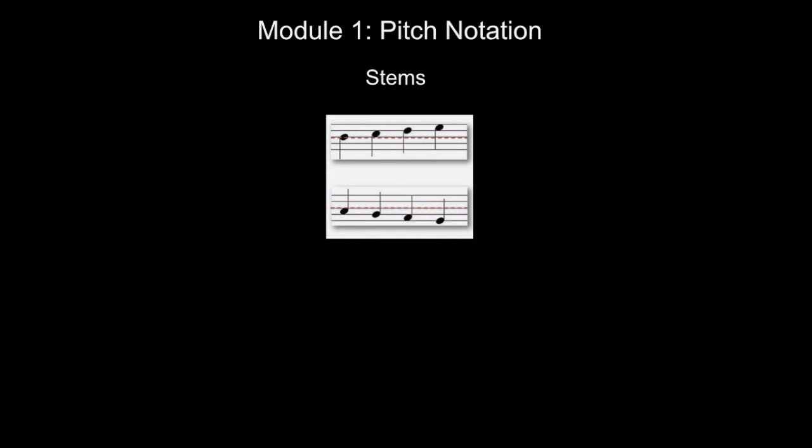But how do we know when the stem should go up and when down? The main, but not the only criterion, is the middle line on the staff. That is the third line from both directions. If the note head is below the middle line, the stem goes up. If the note head is above the middle line, the stem goes down.